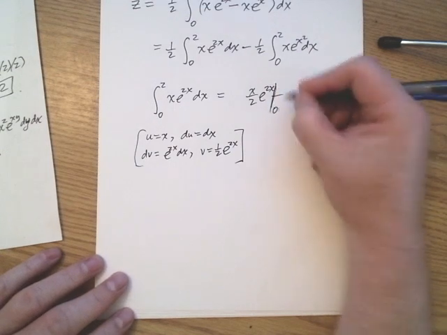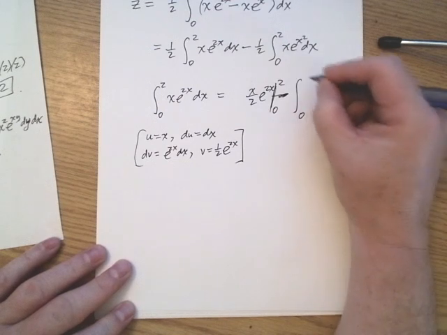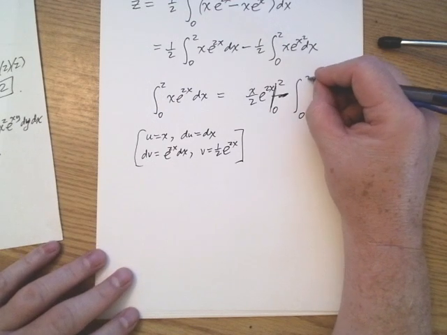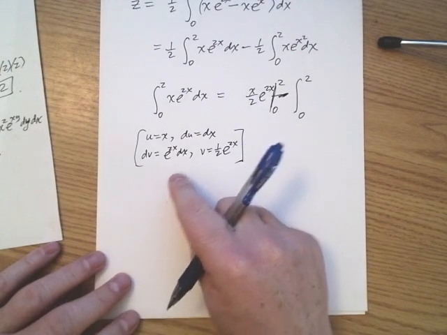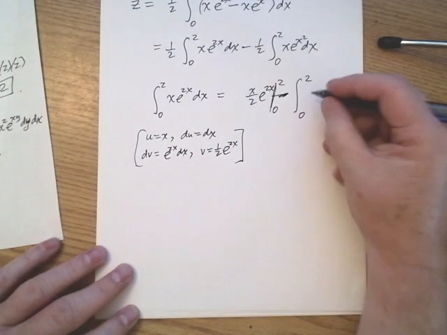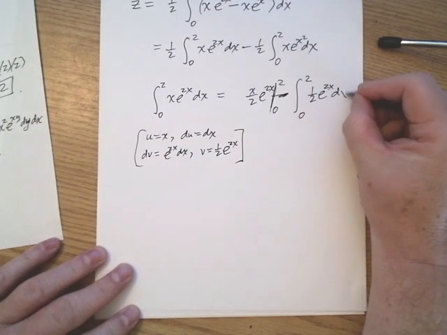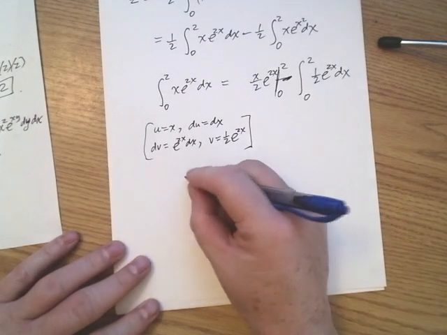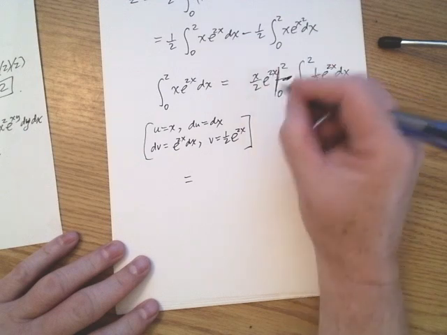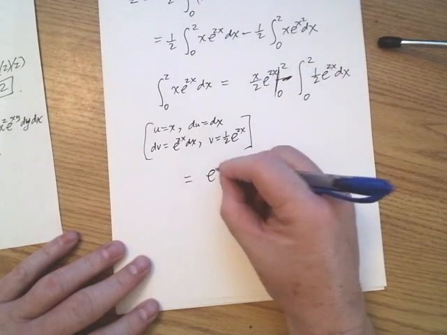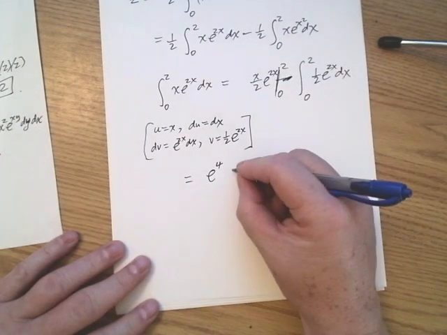Oops. Well, the way I'm going from 0 to 2, I might as well put that in. Minus the integral from 0 to 2 of v du. Okay, so this is going to be what? 1/2 e to the 2x dx. Okay. These are x values here, so you guys think about what's happening here. We would get what? 2 over 2 is 1, e to the 4. Okay. At 0, this thing's 0, so we've got that.